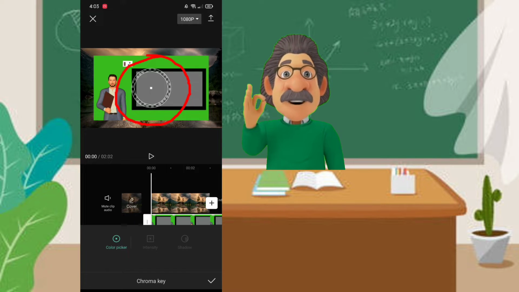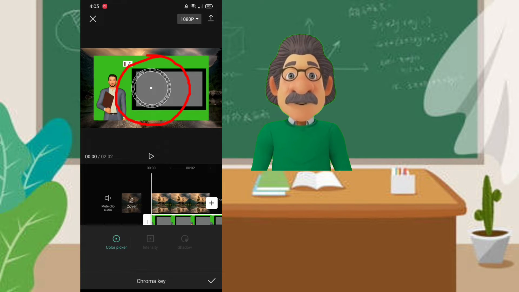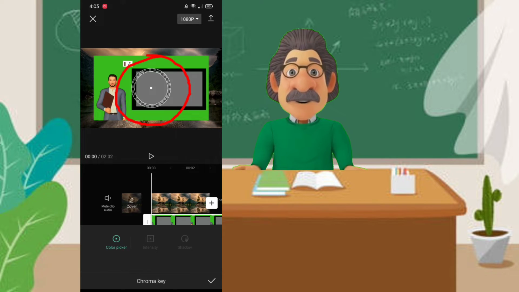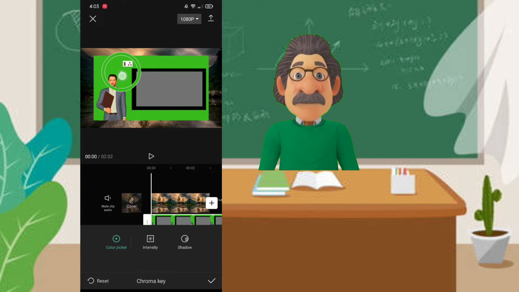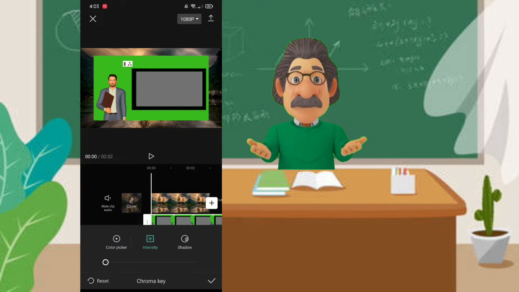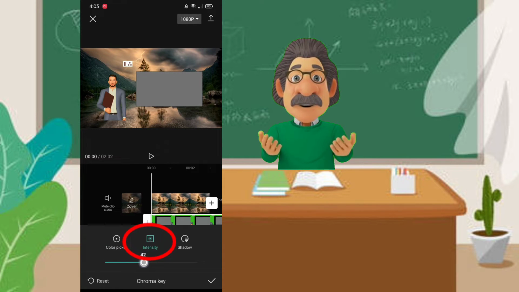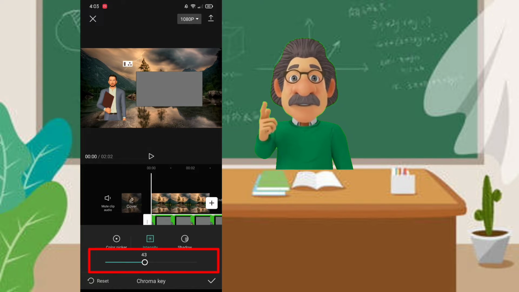Select the color you wish to remove. At this point we're going to remove the green color. So drag the circle to the green color of the video. Okay, so let's drag it here in the green colored background. Then tap Intensity at the bottom menu. This is to remove that green colored background.